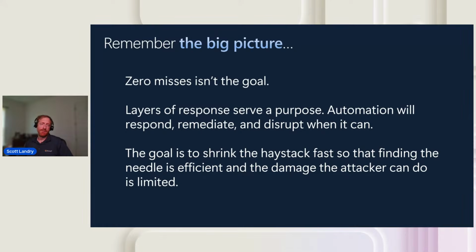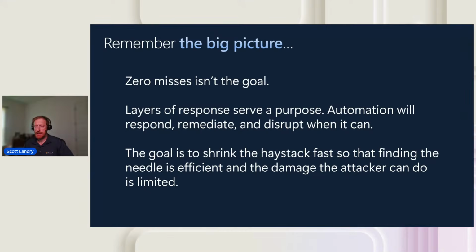Again, going back to the big picture, zero misses is not the goal. So your approach can't be exclusively about preventing compromise. It has to be very balanced. Of course, fewer phishes means fewer clicks, fewer compromises, so we can't discount that. We want to make sure that those outer layers are doing the best that they can, but let's not sweat the small stuff. At least that shouldn't be our primary focus.